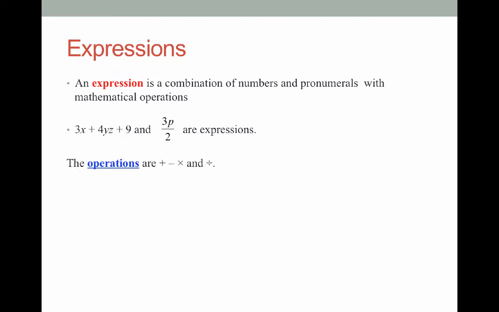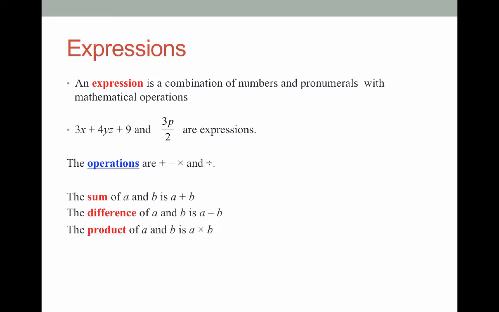Now, I referred to operations before in my example of what an expression was, with mathematical operations. Operations are just plus, minus, times, and divide. And sometimes you can be given a worded sentence where we have to actually know what these words mean so we can use them in a sentence with a symbol. For example, when I say the sum of A and B, I mean A plus B. So I'm going to be adding those two numbers together. When I say the difference of A and B, I mean A take away B, because the word difference means take away. If I say the product of A and B, it means A times B.